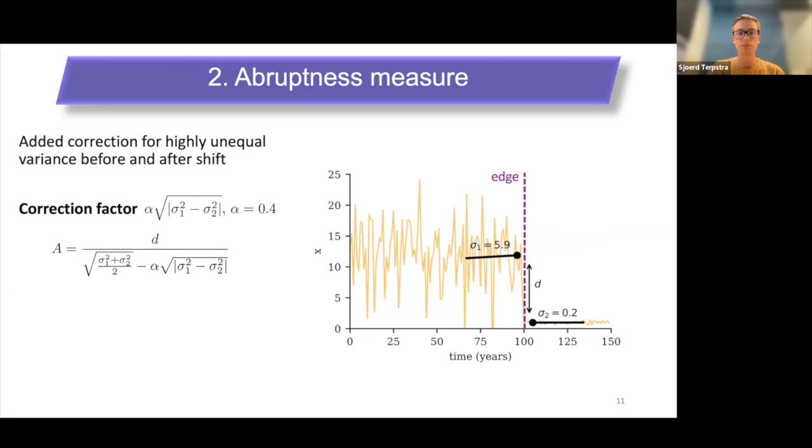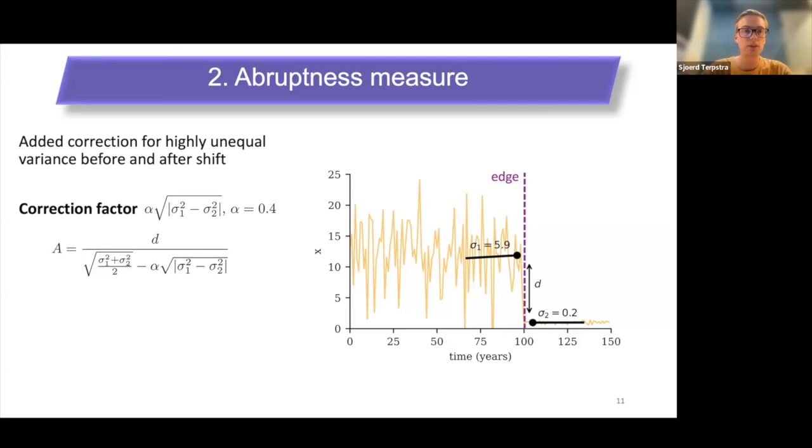So that's, for example, an example time series here with a very big difference in noise. Before the edge, you have around 6, and afterwards only 0.2. If you use the same measure as before, you get a very small abruptness value of around 2.4 in this case, which means it's not a significant shift. But as you can clearly see, this is what to our eyes would look like quite an abrupt change in the system, both in the mean state and in the noise.